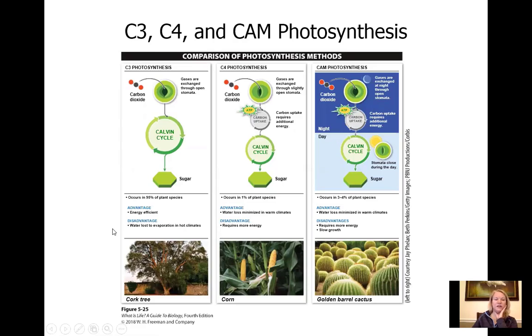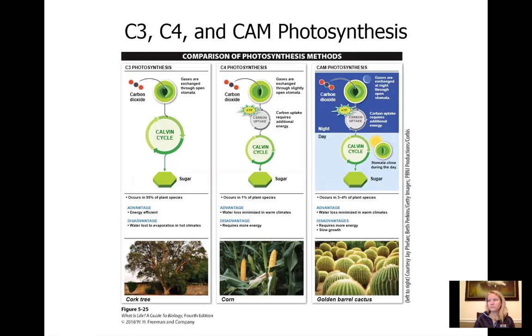So there are different kinds of plants, right? Different kinds of adaptations. Most plants are C3, meaning they do photosynthesis in a particular way. It says here about 95% of plant species have this particular adaptation. It's very energy efficient. It's kind of what we saw when we went through the Calvin cycle. But there can be a lot of water loss in hotter climates because of those stomata being so open. Water vapor can be released as well, and you lose a lot of water that way, but it's maximum taking in carbon dioxide.